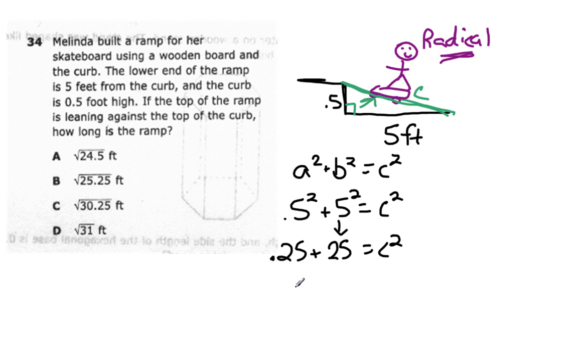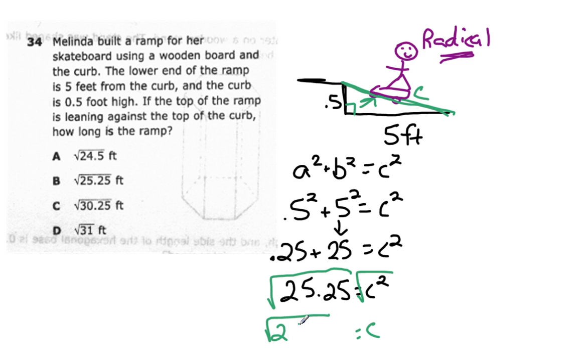We add these together. $25 plus 25 cents is literally $25.25. And since we do not care what C squared is, we only want C, we need to take the square root of both sides. That's going to leave us with C. And we don't have to work this out because if we look at our answer choices, they're all left as the square roots. Get it? Radical. So our answer is B. That's it. That's all there is to it.